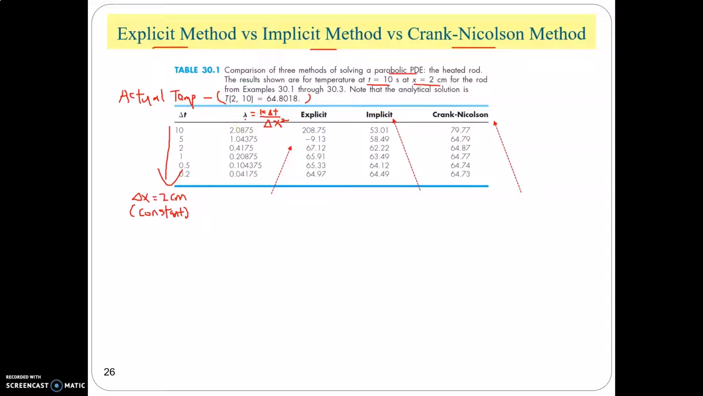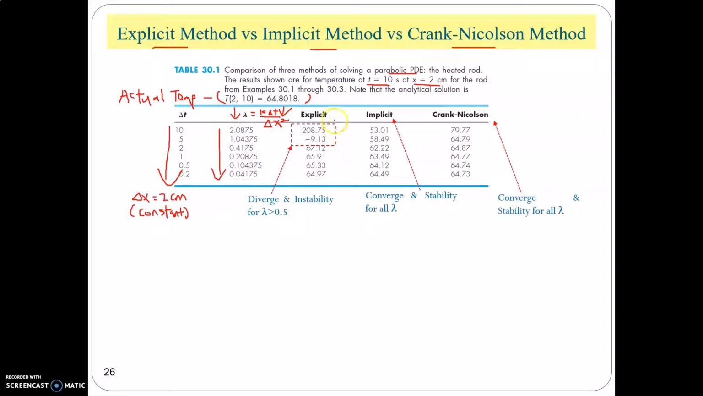the lambda to be equal to k delta t divided by delta x squared. Since k and delta x are constant, when you reduce the delta t, the lambda will be reduced as well. Therefore, you can see when the delta t here is reduced, your lambda will be reduced.